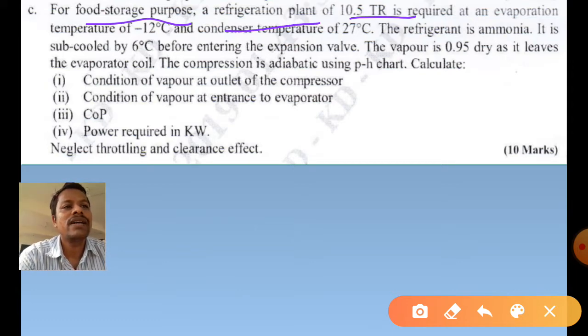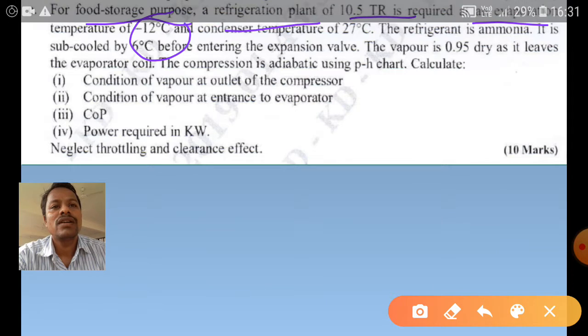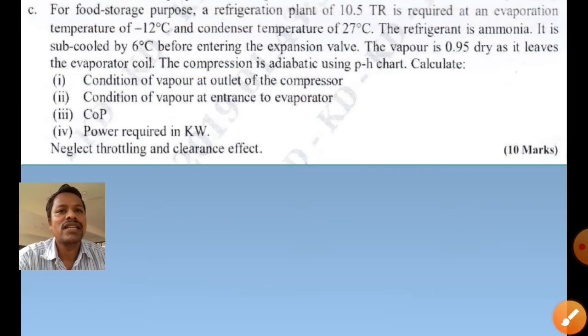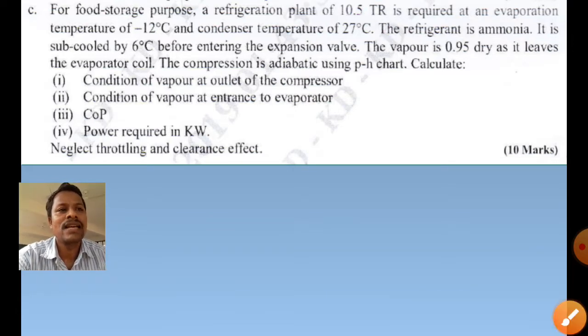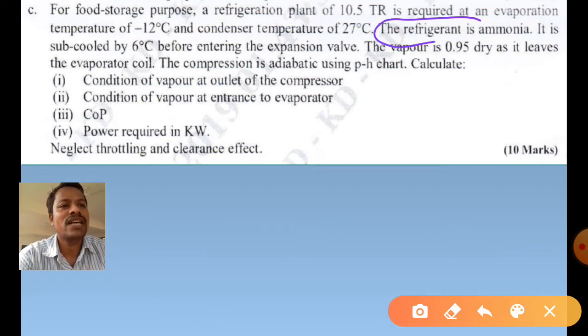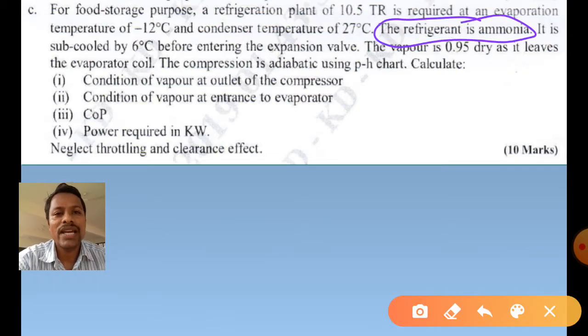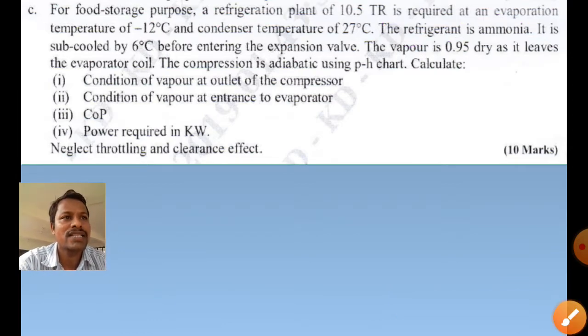It is operated at an evaporation temperature of minus 12 degrees Celsius. That is, evaporator temperature is minus 12 degrees Celsius and condenser temperature is 27 degrees Celsius. Then again the refrigerant is ammonia. So which refrigerant has he used in this refrigerator? Ammonia is used. Means we have to use the pH chart related to ammonia, that we have already seen.